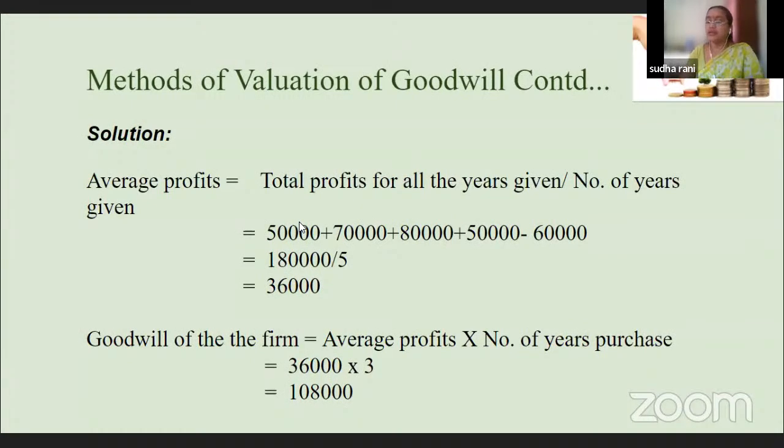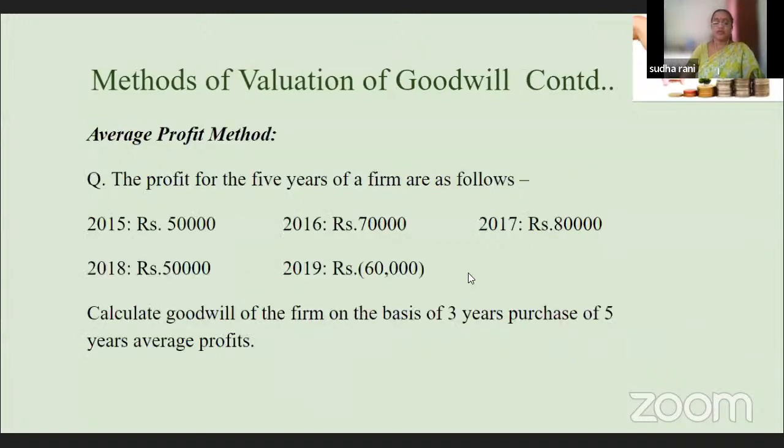First, you need to calculate average profit. How do you calculate average profit? Total profits of the years given divided by number of years. How many years are given here? 1, 2, 3, 4, 5. 5 years. And what is the total of all these 5 years profits? See, 50,000 plus 70,000 is 1,20,000, plus 80,000 is 2 lakhs, plus 50,000 is 2,50,000.